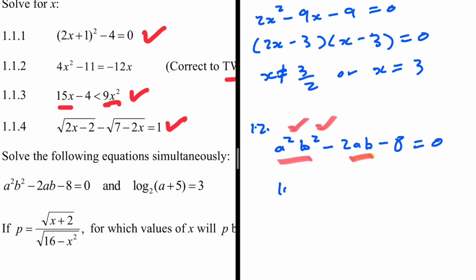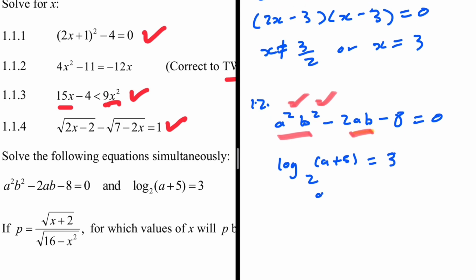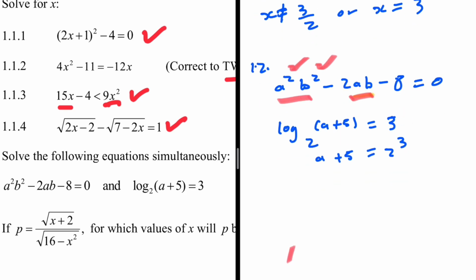Okay, so we have log of a plus 5 base 2 being equal to 3. If we apply log laws here, it should be easy to see that a plus 5 is equal to 2 to the power 3. Okay, 2 to the power 3, 2 multiplying itself 3 times. That is 8. So we have a being equal to 8 minus 5. a is equal to 3.